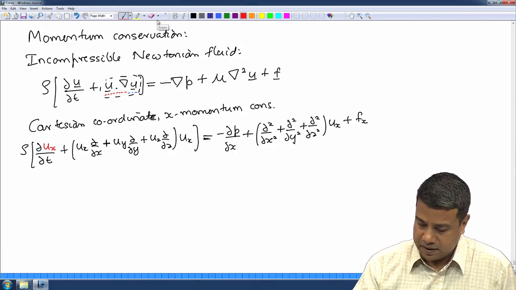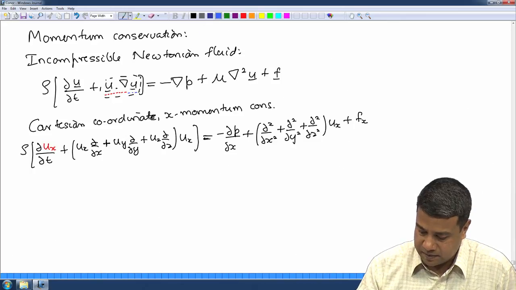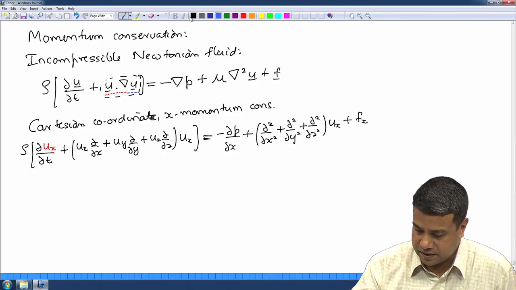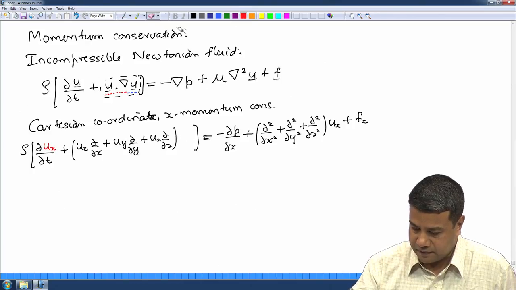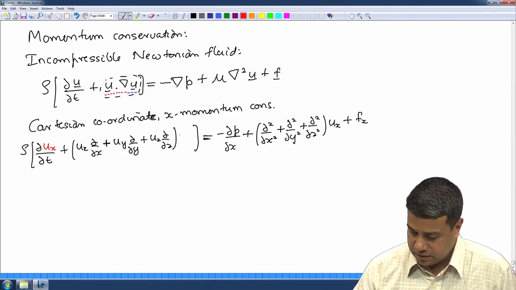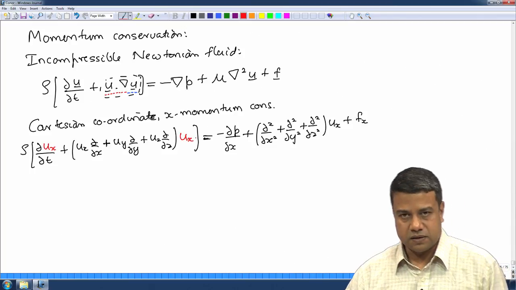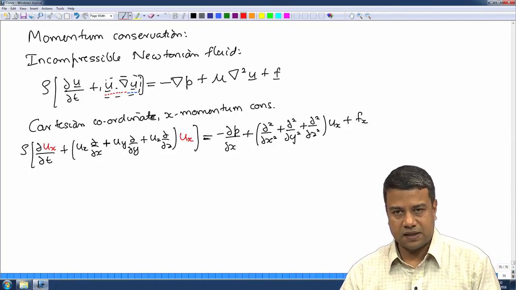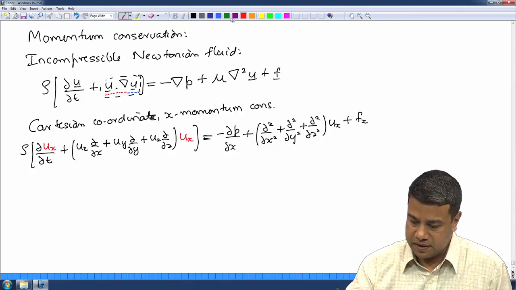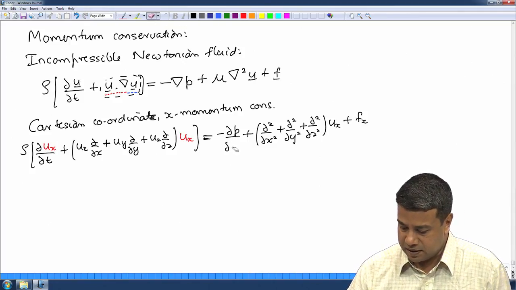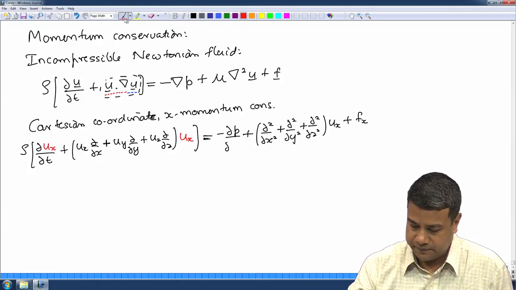In the second term, the direction comes in through the velocity vector itself. Therefore, the direction comes in here in the velocity u x. This u dot grad, this scalar operator, operates on u x. In the pressure gradient, the direction comes in the direction of the gradient.